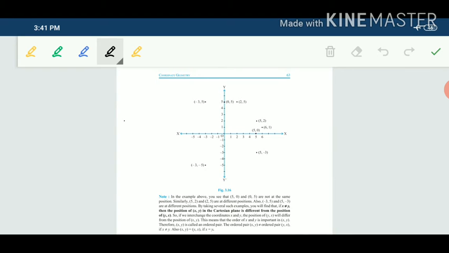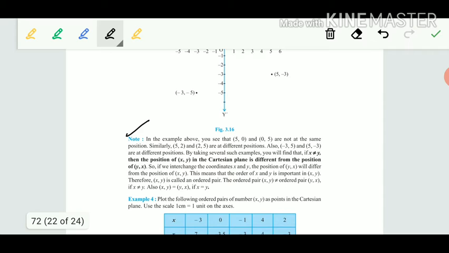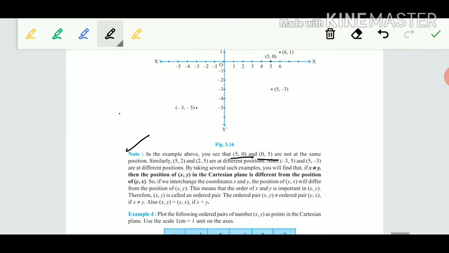On the next page, the answer to that example is given, with all the points located in the Cartesian plane. Here one important note is given. In the above example, you can see (5, 0) and (0, 5) are not at the same position.